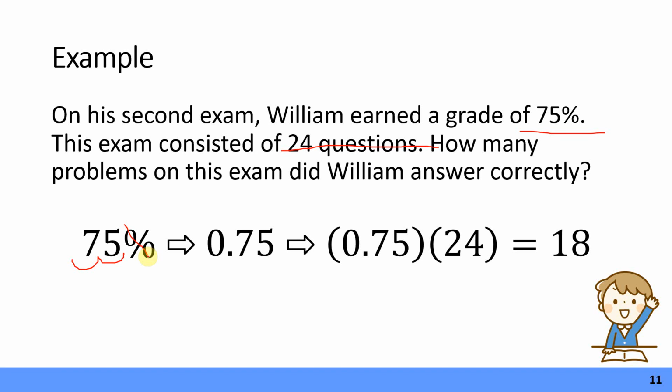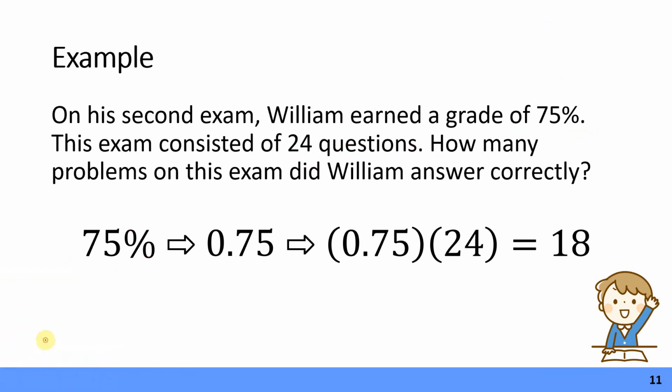Actually, it might be possible, but if it's just a yes or no question, it's either yes, you got it right, or no, you didn't. So there you go. Look at that. He got a 75% on his test because he got 18 questions correct out of the 24 total. That's all you have to do to figure out how many he answered correctly.